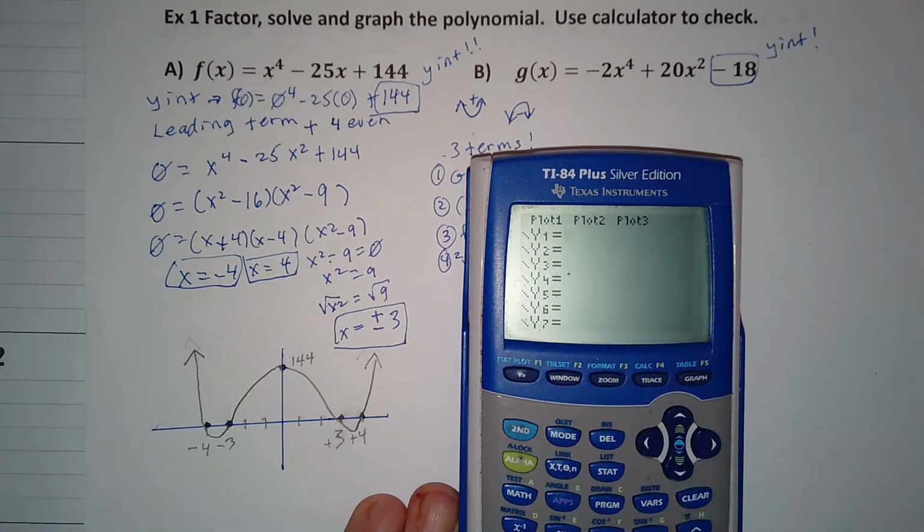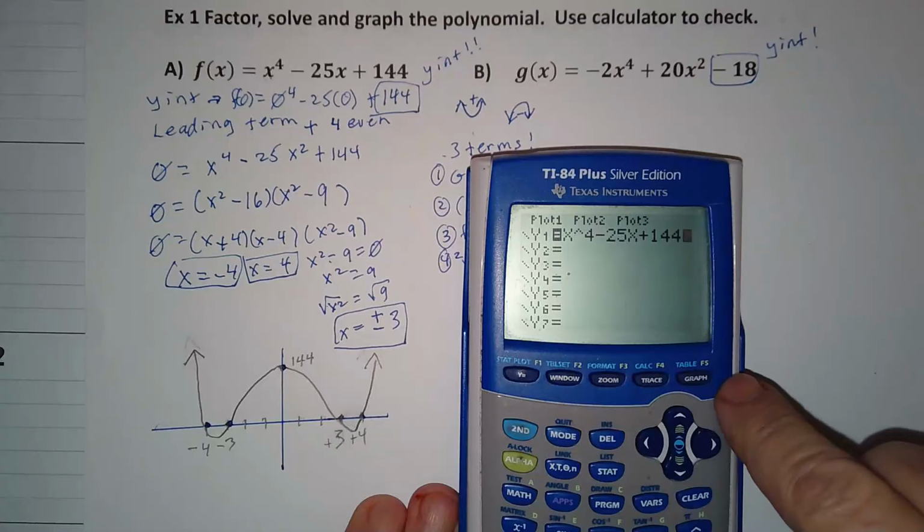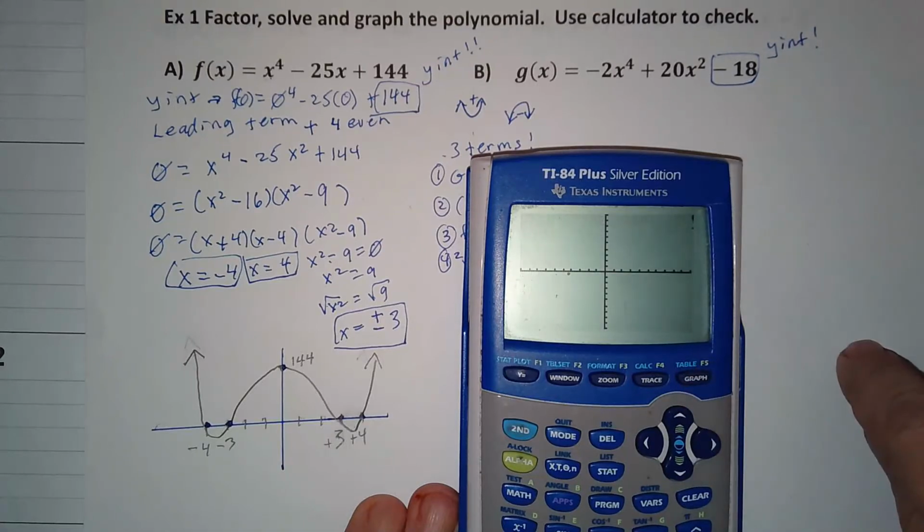So, x to the 4, x caret 4 minus 25x plus 144. Let's double check. X to the 4th minus 25x. Okay, looks like that should graph right. Now, this is going to show it, hopefully in standard form.